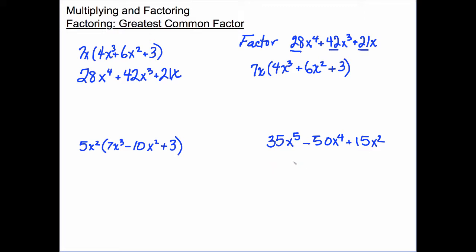Now let's factor. First, we'll look at the numbers, and we'll see that 5 appears to be the greatest common factor. Now we'll look at the x variable and see which of these is the greatest common factor. So this has 5 factors of x, this has 4 factors of x, this has 2. So x squared is the greatest common factor since they all have an x squared in there.